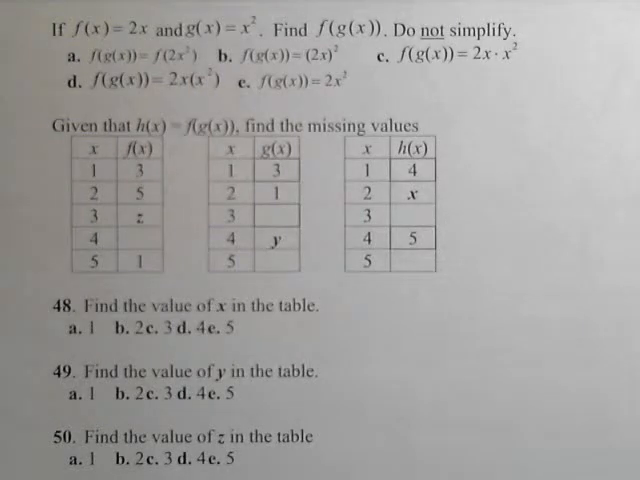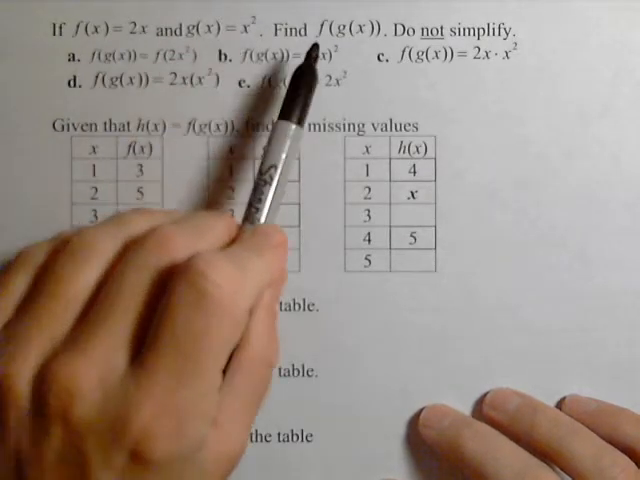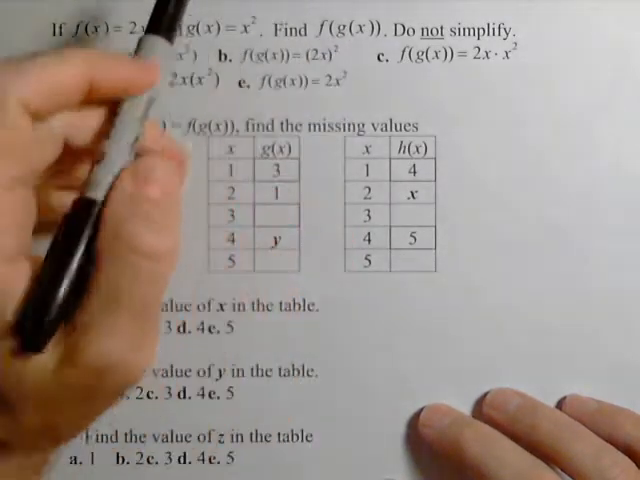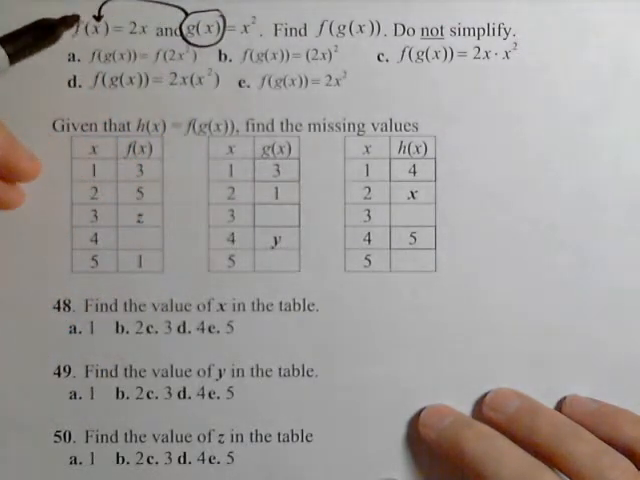So in the next few problems, we're going to be dealing with compositions of functions. Now in the first one, f of x is 2x, g of x is x squared, and we want to find f of g of x. What that means is we're putting g of x as the input into f.